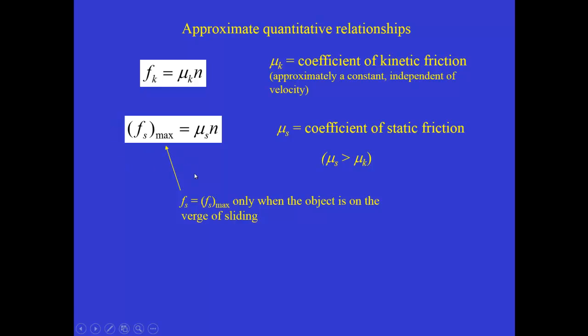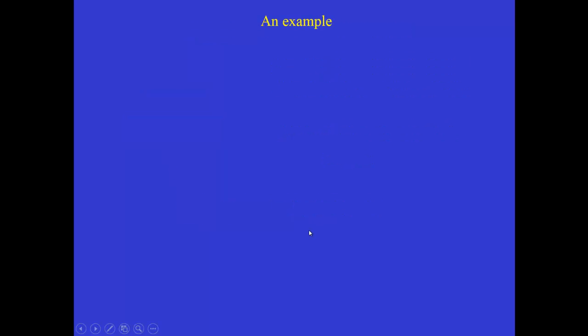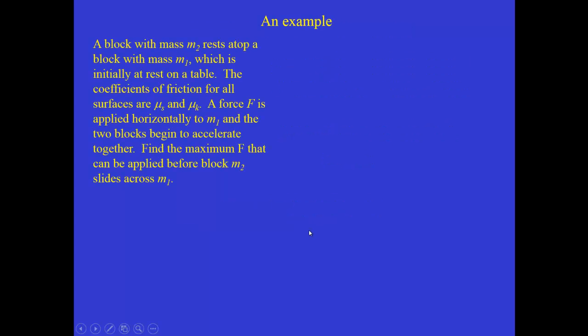But in many problems we will be interested in that special case where the object is just on the verge of sliding. And when it's on the verge of sliding, then we can use this equation and say that the static friction force is equal to this maximum value here. All right, here's an example. And I'm not going to solve the problem here, but I'm going to draw the free body diagrams and think through a little bit how the forces of friction are acting in this problem. And it's actually fairly challenging.